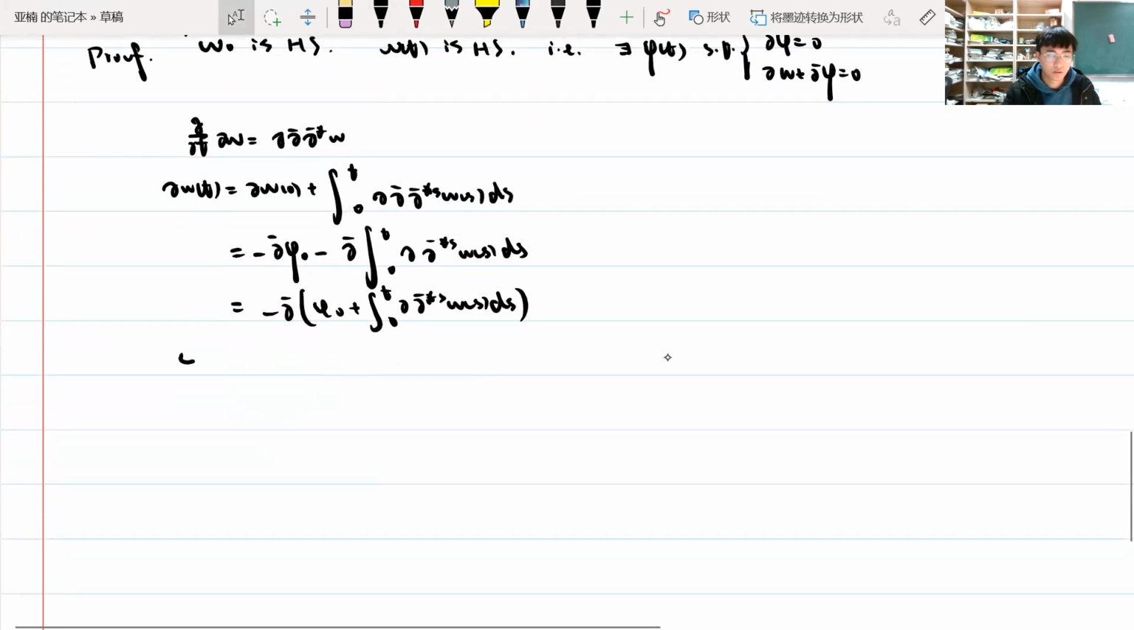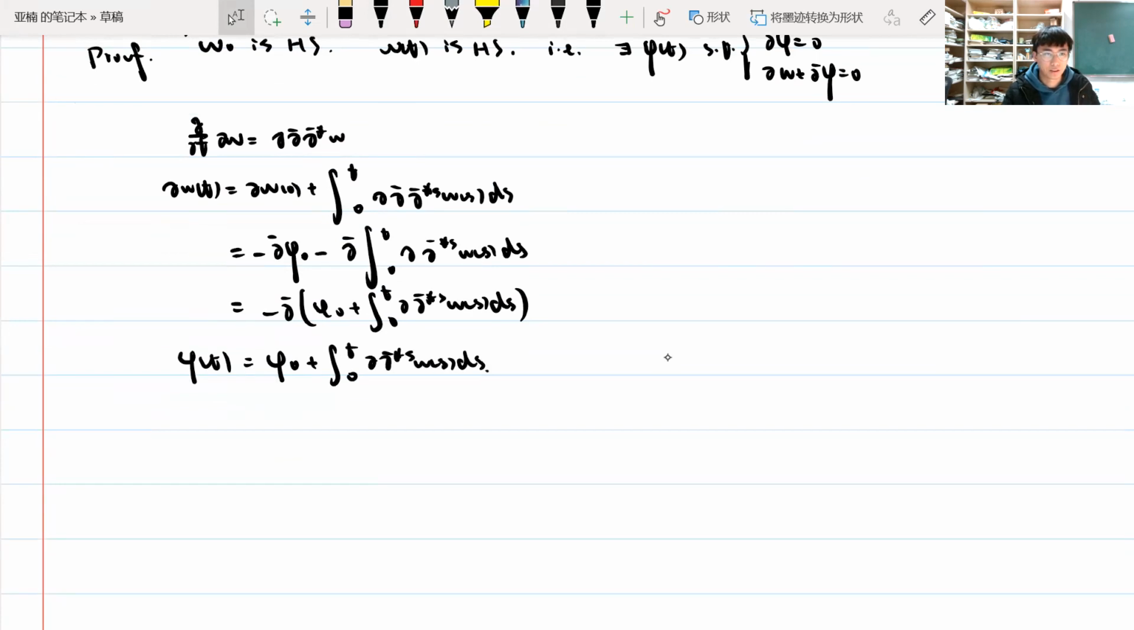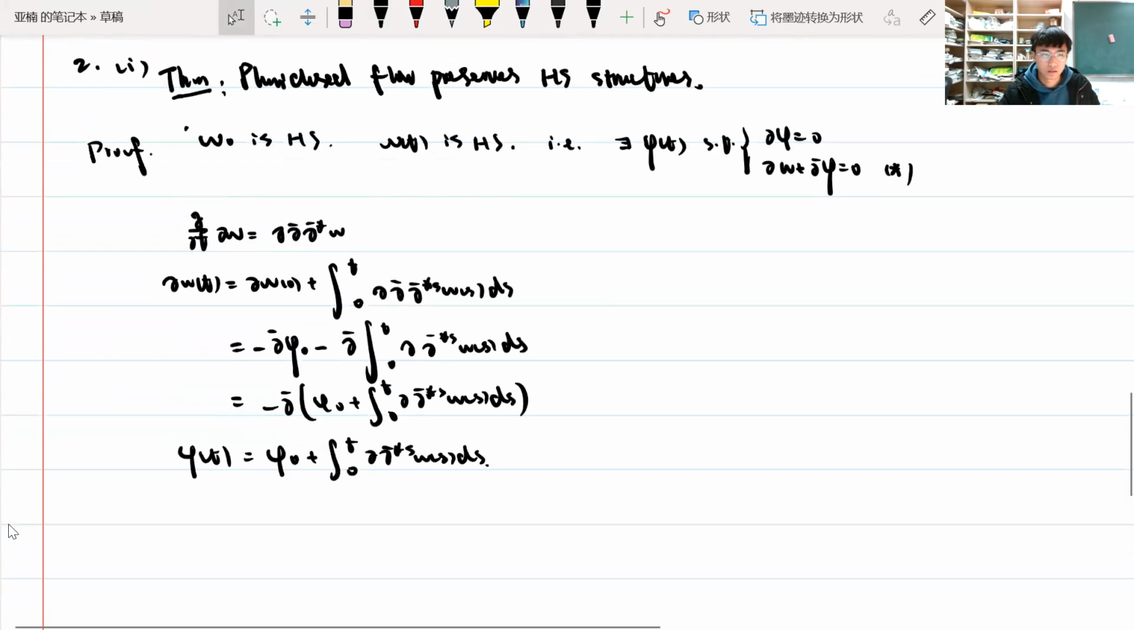So we can define φ_t as φ₀ like this, and it satisfies this equation, the second equation. The only thing is to check that φ_t satisfies the first equation.